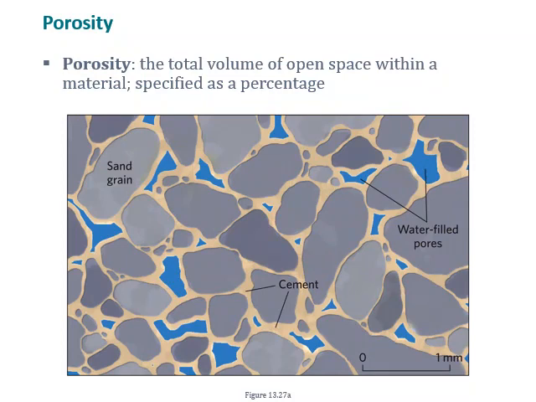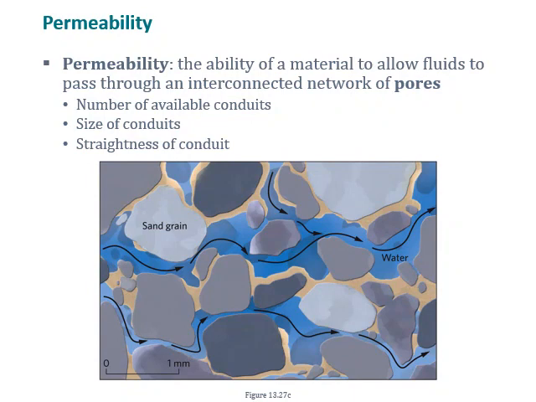So in this picture, the blue spaces are pore spaces, whereas the gray spaces are sand grains. The tan spaces are also pores, but they are not filled with water, rather filled with air. Permeability refers to the connectedness of pores and exemplifies the ability of a material to allow fluids to pass through it. The permeability is dependent on the number of available conduits, their size, and their straightness.